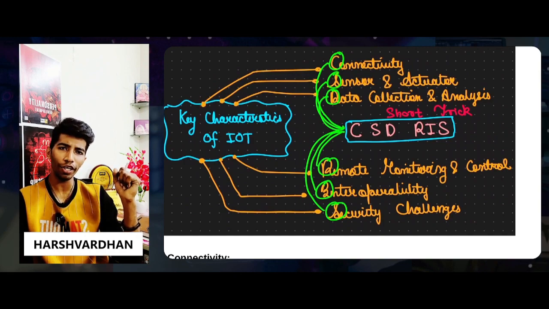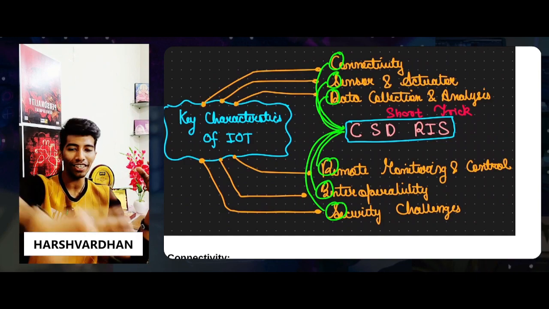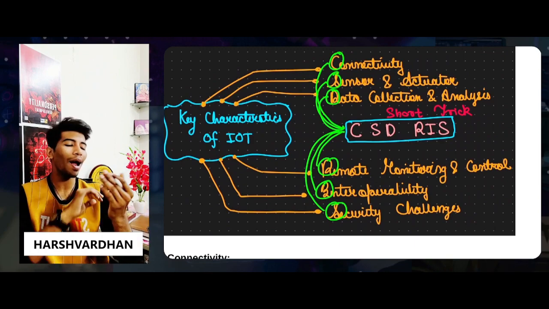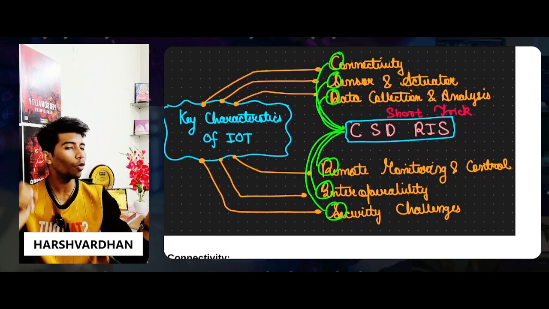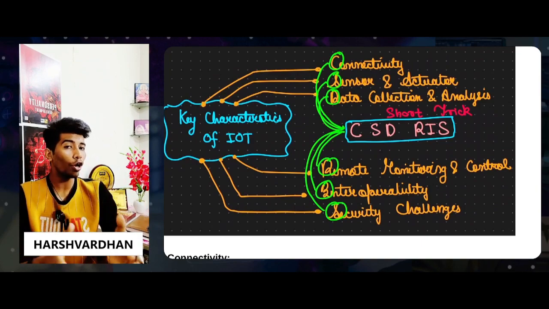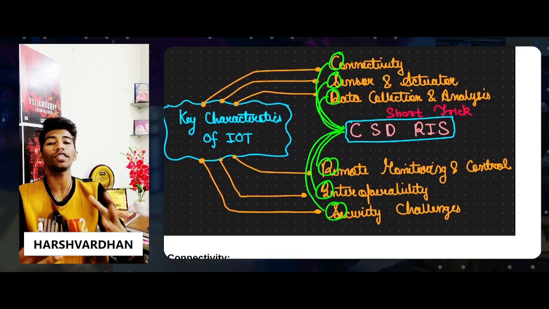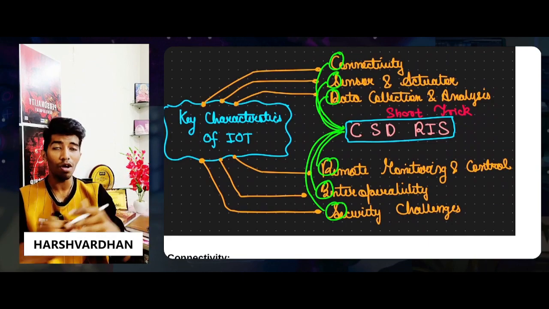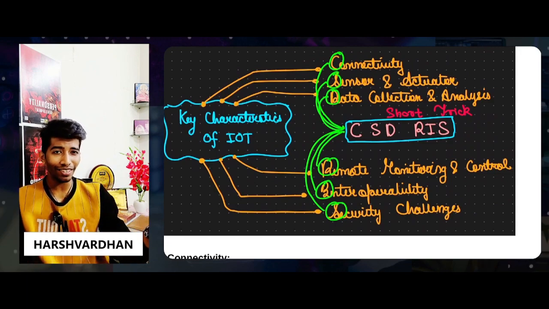Talking about remote control and monitoring, say you are sitting in Shimla and you are controlling your home by just using your SmartThings app on your mobile phone. That is made possible by remote control and monitoring. When it comes to the security challenges, with every new generation of technology many challenges come. IoT also has many challenges, by the way.